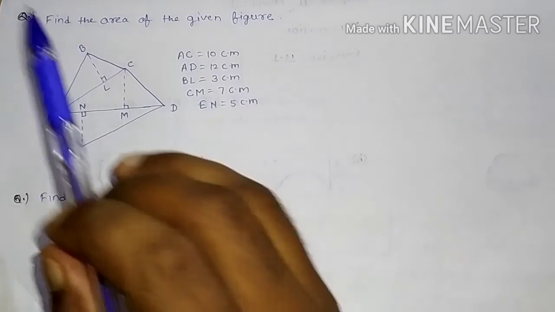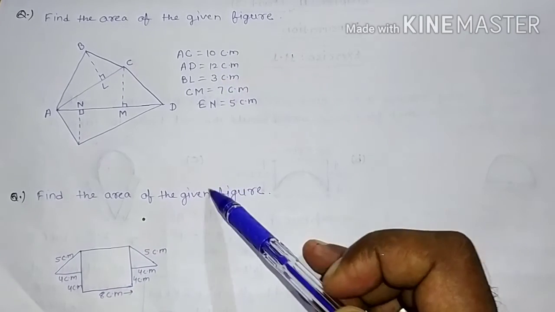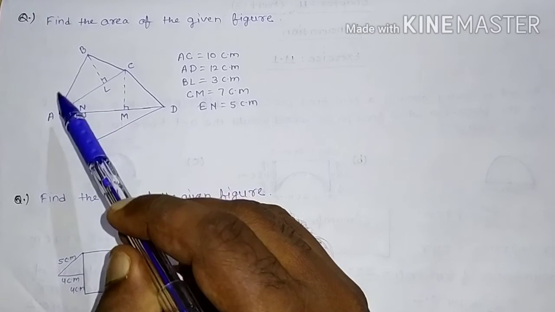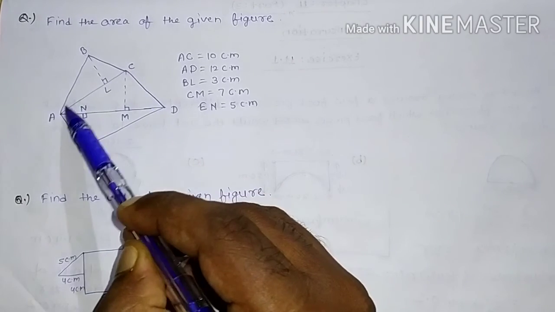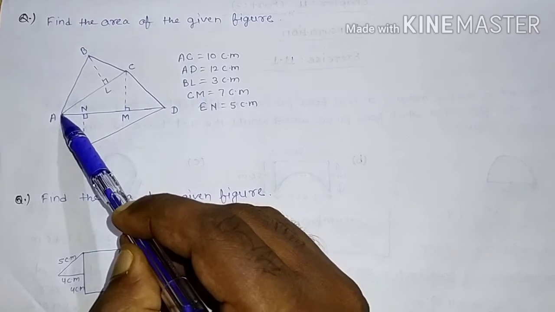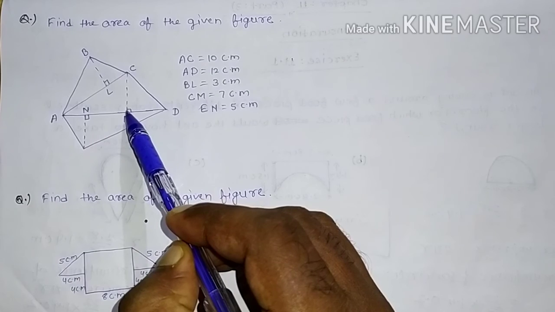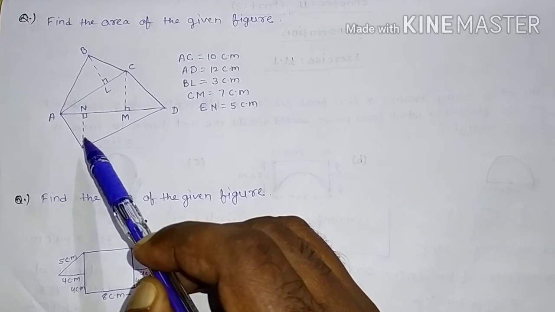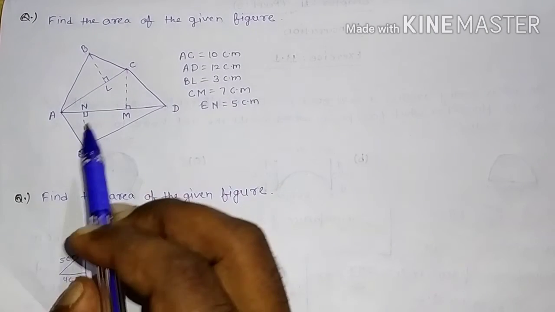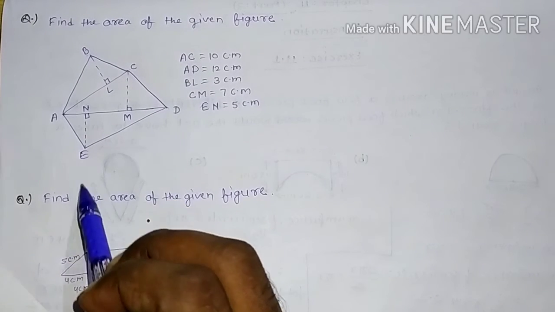Now the next question, that is find the area of the given figure. This figure is given and these measurements are given. See this figure, there are three triangles. The first triangle is ABC, where AC is the base and BL is the height. Now second triangle, that is ACD, where AD is the base and CM is the height. Now the third triangle is AED, where AD is the base and NE is the height.